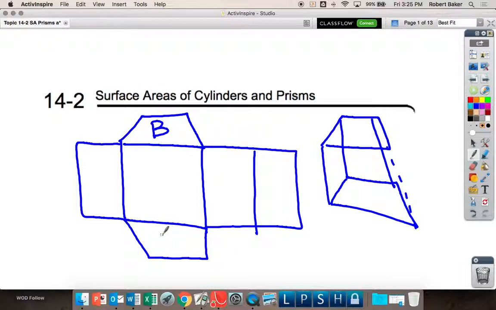Alright, so when you unfold it, it should be more evident what a base is and what a face is. Remember, faces connect bases. So when you find lateral surface area, it's the area of all four faces added together. When you find total surface area, it's all four faces plus two bases. So the formula is not super crazy.